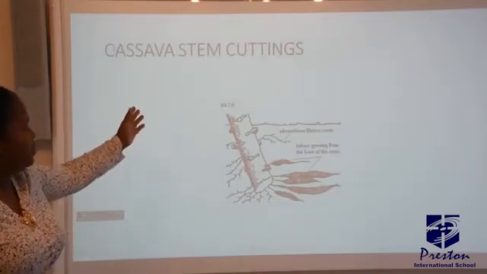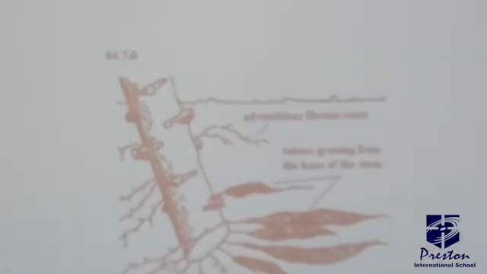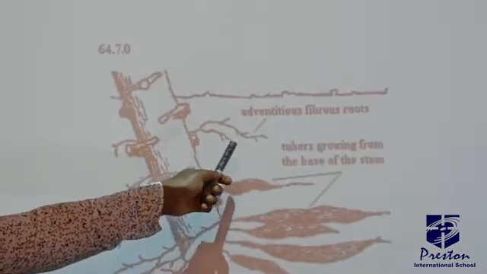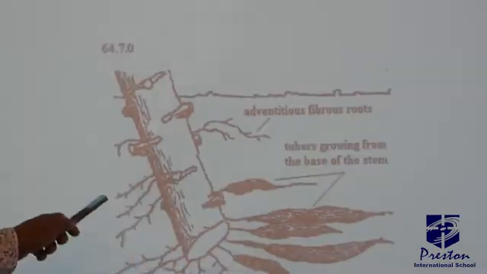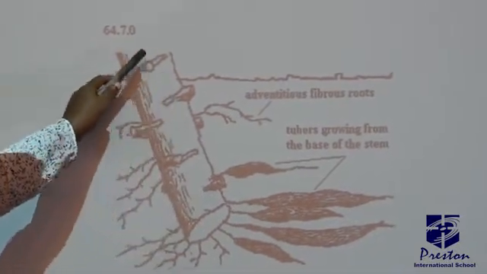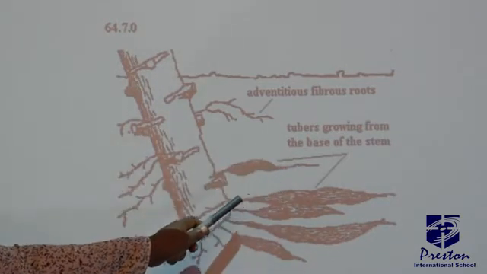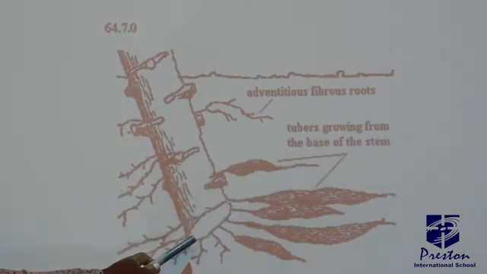Now, here is a picture of cassava stem cutting. Now, you can see the roots here, the adventitious roots, fibrous roots, and then you can see here, this is where the leaves and other ones will begin to come out, and then you have the tubers growing from the base stem.